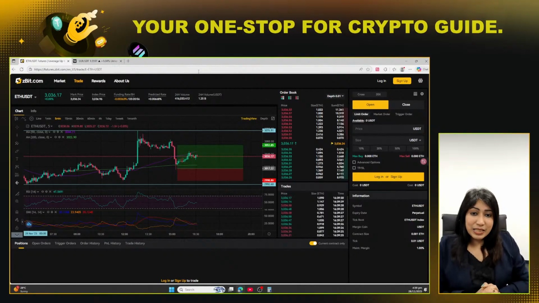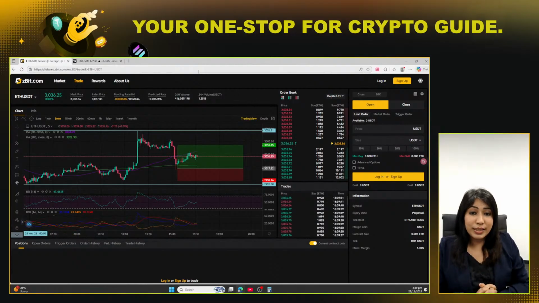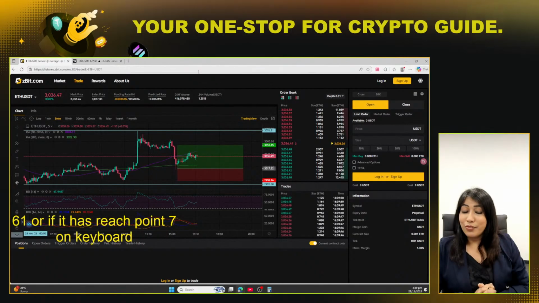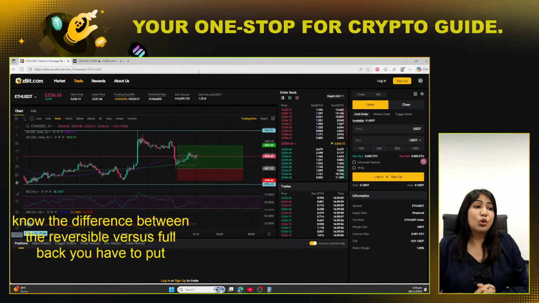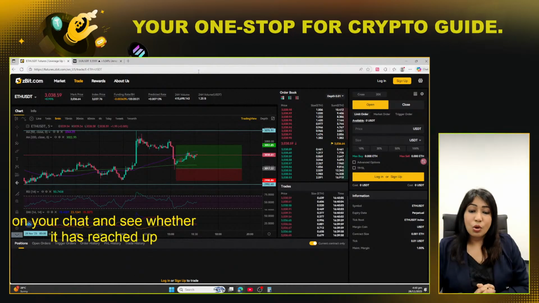So remember, if price has hit 0.61 or reached 0.7 on Fibonacci, and it is not able to bounce back from those retracement levels, then the reversal is most likely to continue and the price will go further down. So we have certain levels till which the price can go down. If you want to know the difference between a reversal and a pullback, you have to put the Fibonacci retracement tool on your chart and see whether it has reached up to the 0.6 or 0.7 levels, and whether it is able to bounce back from those levels, or is going further below that level.